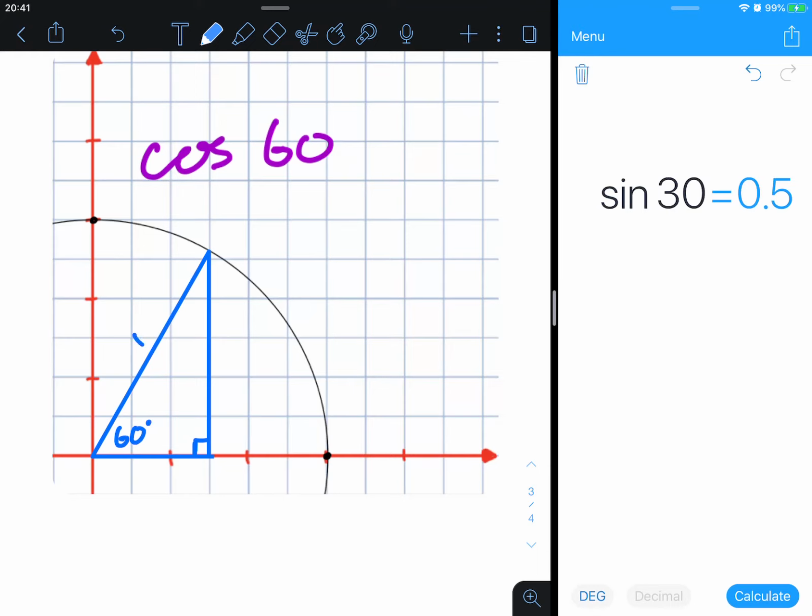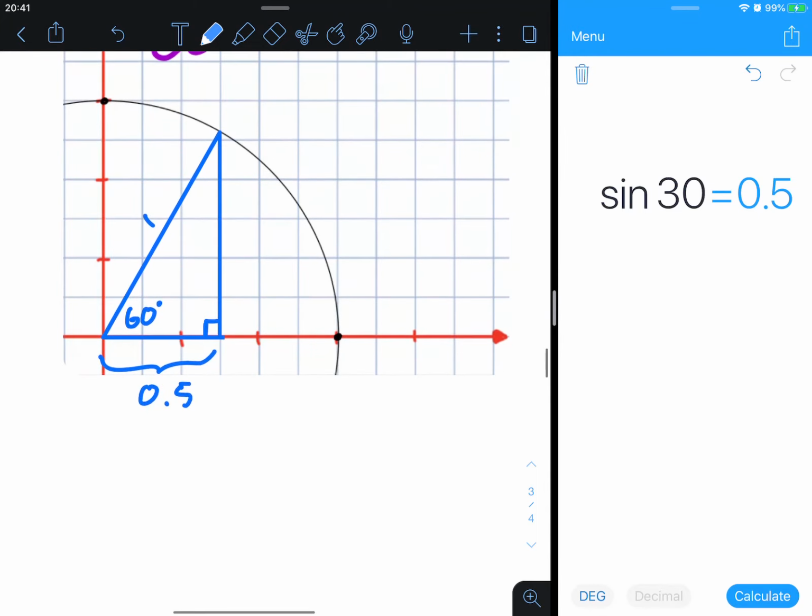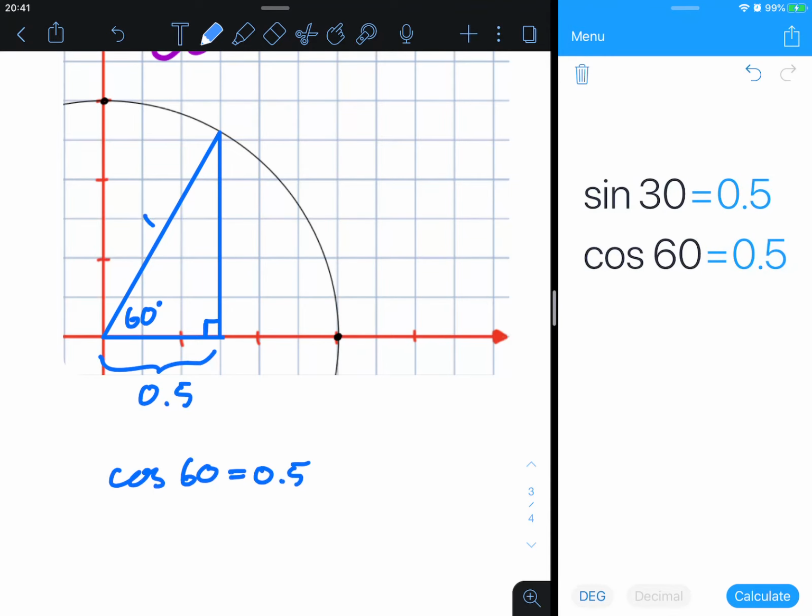Cos of 60 is the adjacent side from when we do this long process. So what is the length of the adjacent side? This one here. That to me looks about half again. That looks to be about a half on the x-axis. So I'm saying that cos of 60 is equal to 0.5. Let's take a look here. Cos of 60, about 0.5.